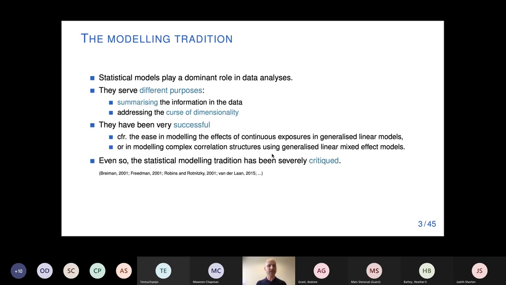So clearly models have been very successful in practice. If you look at the ease in modeling the effects of continuous exposures or interactions in generalized linear models, this is one of many examples, I think, where you can see how much flexibility models offer us. Or if you look at how easy it is to develop insight into complex correlation structures in generalized linear mixed models, that's another convincing example, I think. But in spite of this, statistical models have also been much the subject of critique, especially in recent years. And I'm going to go through five critiques.